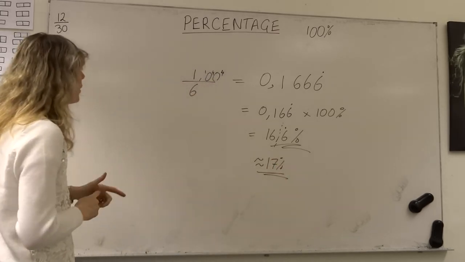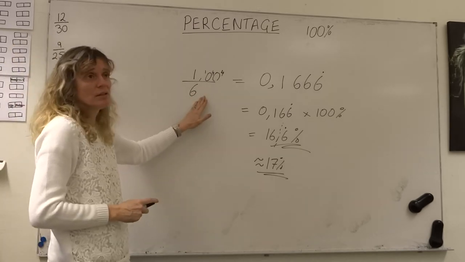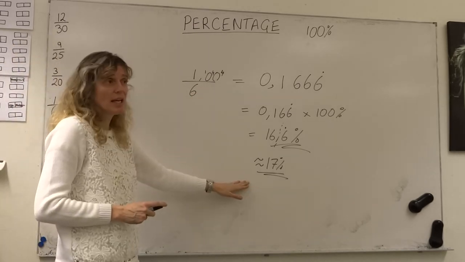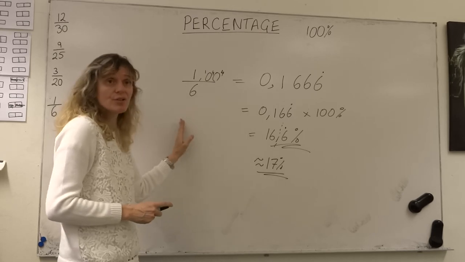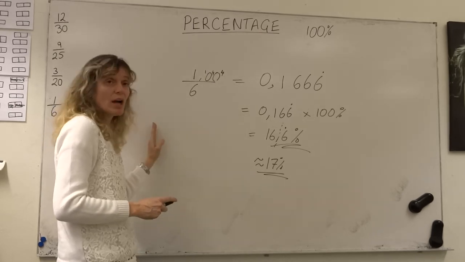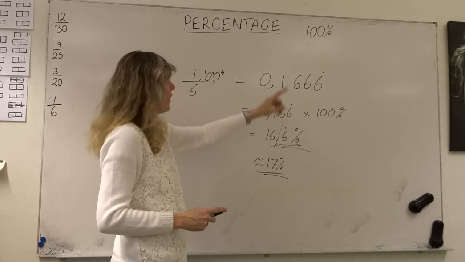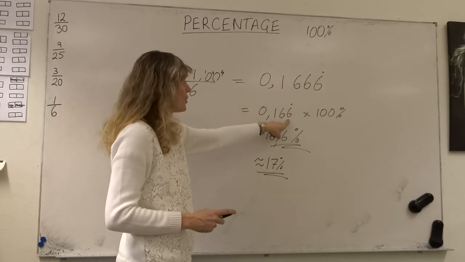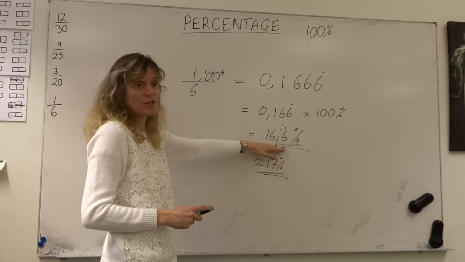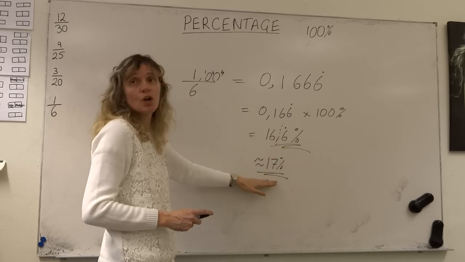So this is how we can convert any fraction to a percentage directly, if we can get nice hundreds, tens or thousands on the bottom. If we can't, we don't worry about it. We turn it into the decimal form and then just move the decimal point 2 places to the right to give us the percentage form, and then we round off to a whole percentage.